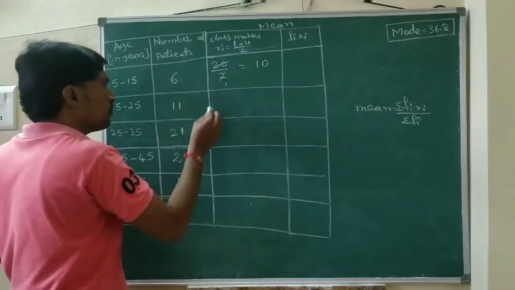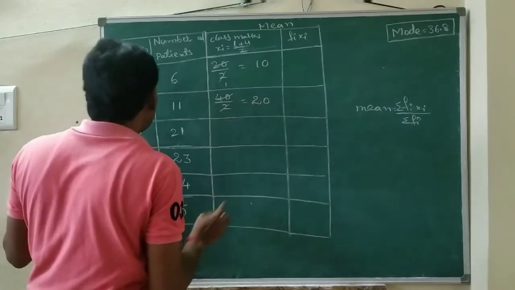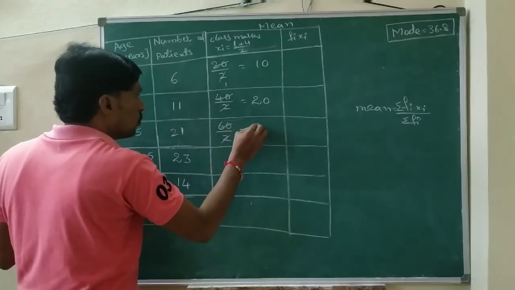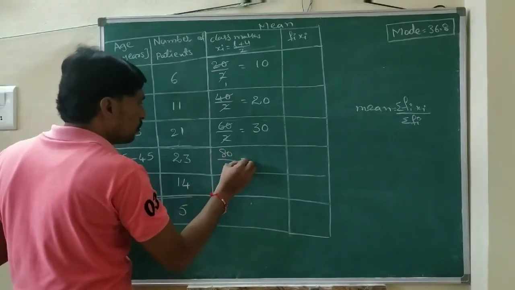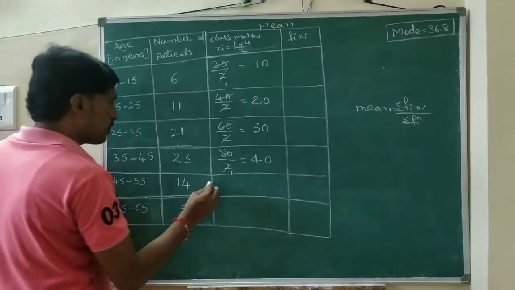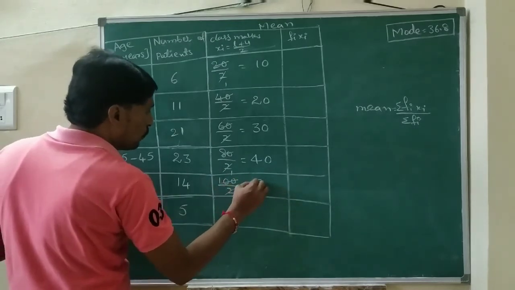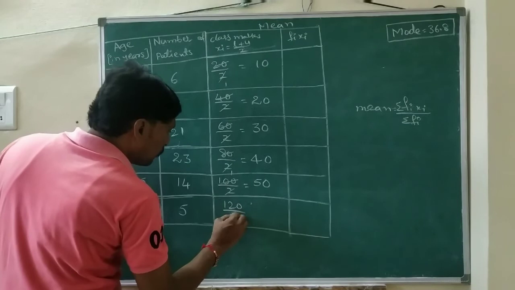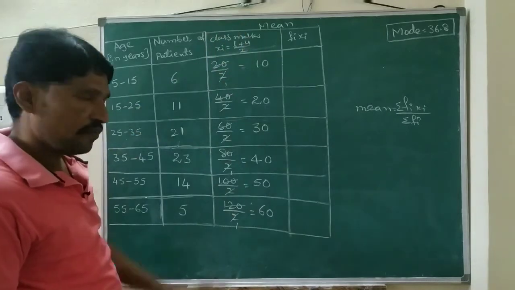Next, 15 plus 25 is 40 by 2, which is 20. 25 plus 35 is 60 by 2, which is 30. 35 plus 45 is 80 by 2, which is 40. Next, 45 plus 55 is 100 by 2, which is 50. Next, 55 plus 65 is 120 by 2, which is 60. Now we got the xi values.